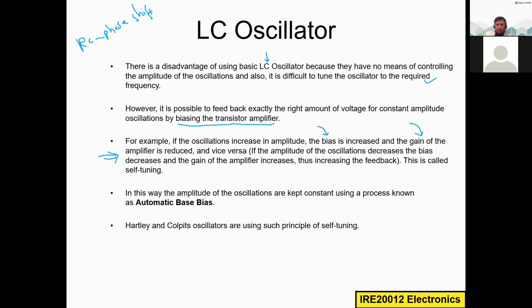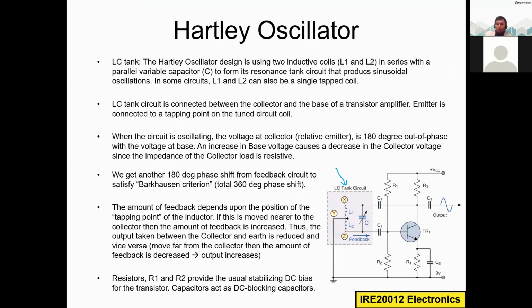In this way the amplitude of the oscillations is kept constant using a process known as automatic base bias. Here we are not applying any input. This is the Hartley oscillator circuit. We are not giving any external input. Everything is happening based on the thermal noise and it's producing the oscillations.